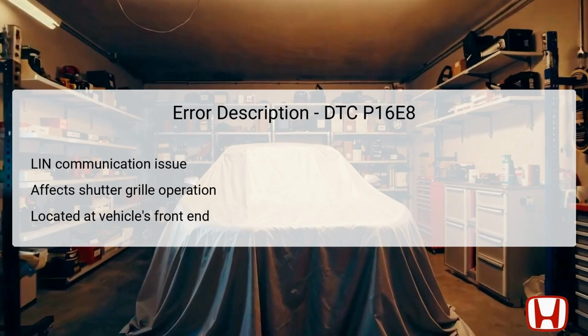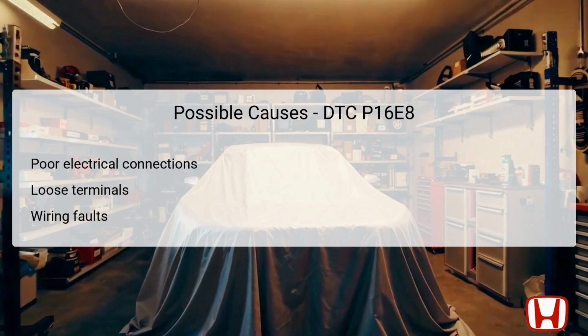A failure in this communication can result in improper function of the shutter grille, potentially leading to performance issues. This situation requires the technician's attention to ensure that all components involved in the communication line are functioning properly, and to conduct thorough checks to pinpoint the failure source. Several possible causes may lead to DTC P16E8.